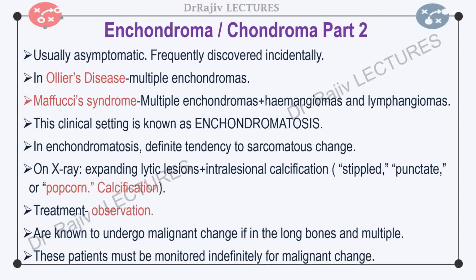In enchondromatosis, there is a definite tendency to sarcomatous transformation. On X-ray, chondromas are seen as expanding lytic lesions with intralesional calcification described as a stippled, punctate or popcorn calcification. Overlying cortices are thinned out. Treatment is usually observation. An unsightly appearance is generally the indication for curettage and bone grafting. Tumors in the long bones, and when multiple, are known to undergo malignant change. These patients must be monitored indefinitely for malignant change.